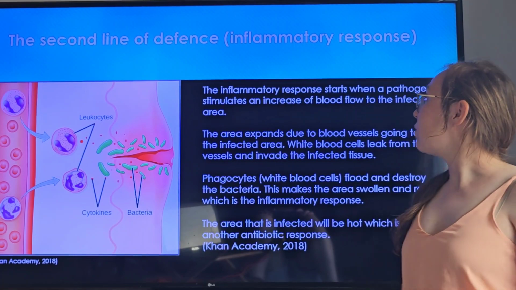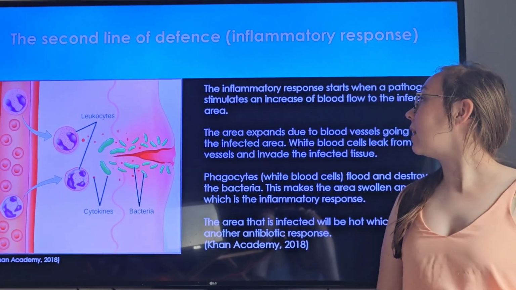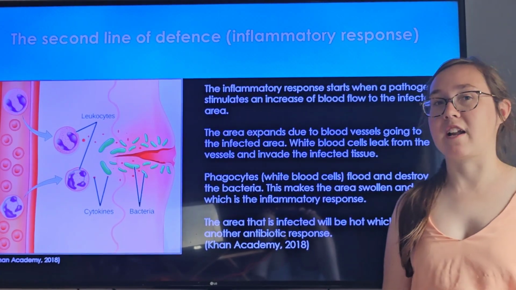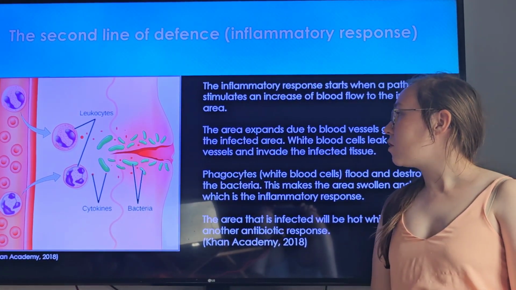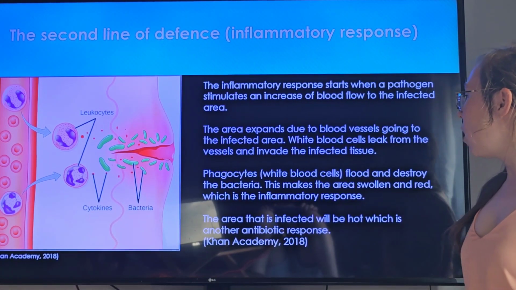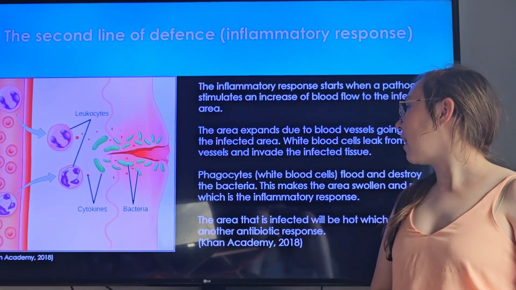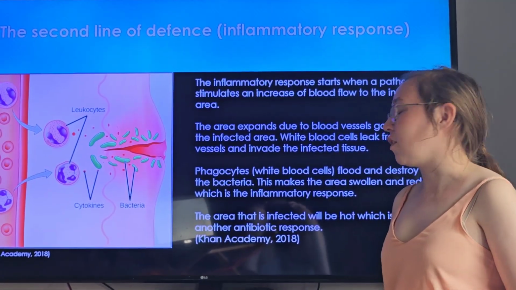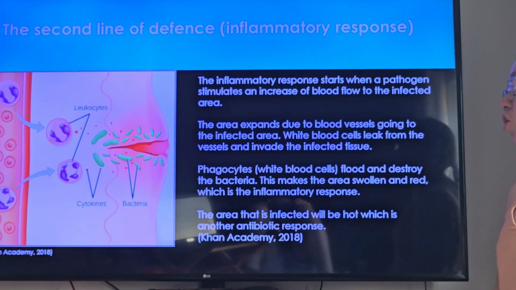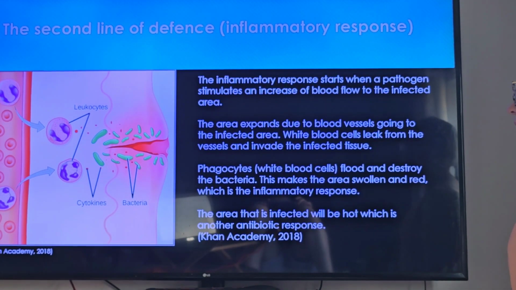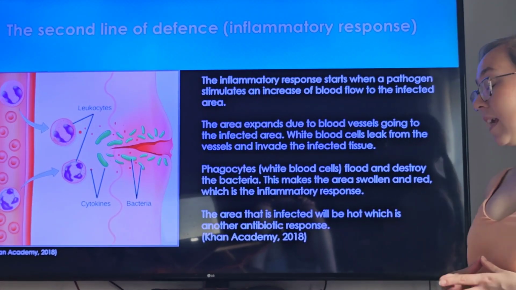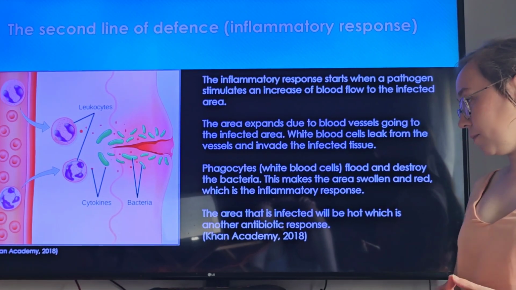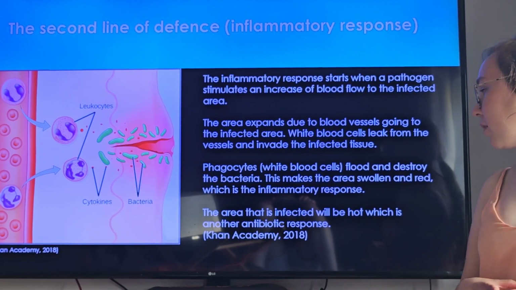Second line of defence, the inflammatory response. The inflammatory response starts when a pathogen stimulates an increase of blood flow to the infected area. The area expands due to blood vessels going to the infected area. White blood cells leak from these vessels and invade the infected tissues. Phagocytes, which are white blood cells, flood in and destroy the bacteria. This makes the area swollen and red, which is called the inflammatory response. The infected area will also be hot, which is another part of the response.